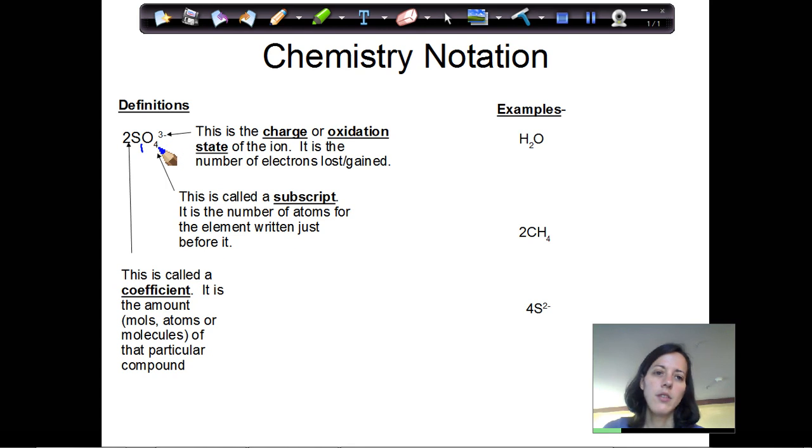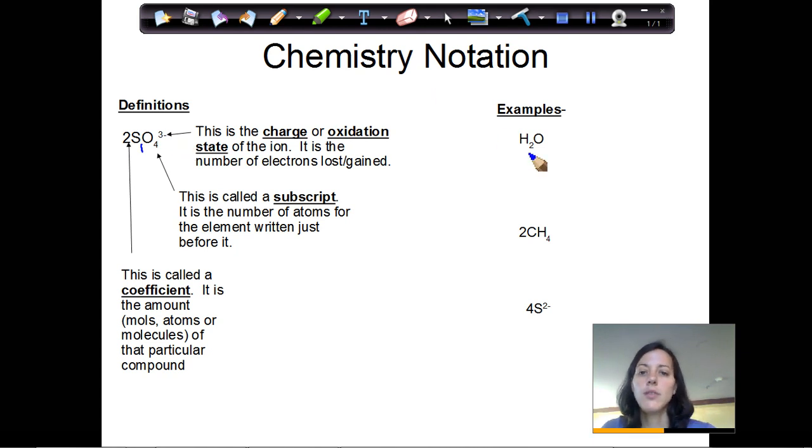I called it a molecule earlier, but technically it is an ion because it has a charge. This number up here tells you that it's an ion because it has a charge, and its oxidation state is 3-. It tells you how many electrons are lost or gained per individual ion. So out of these 2 SO4 ions, each one of them has gained 3 electrons. The negative number tells you that it has gained 3 of them, as electrons have a negative charge.